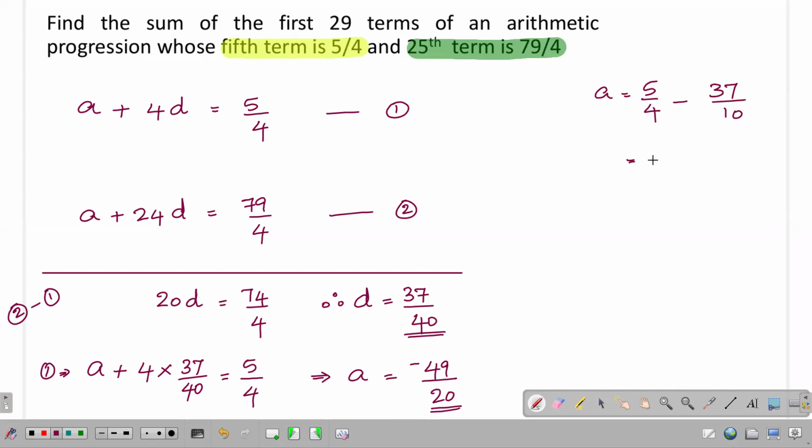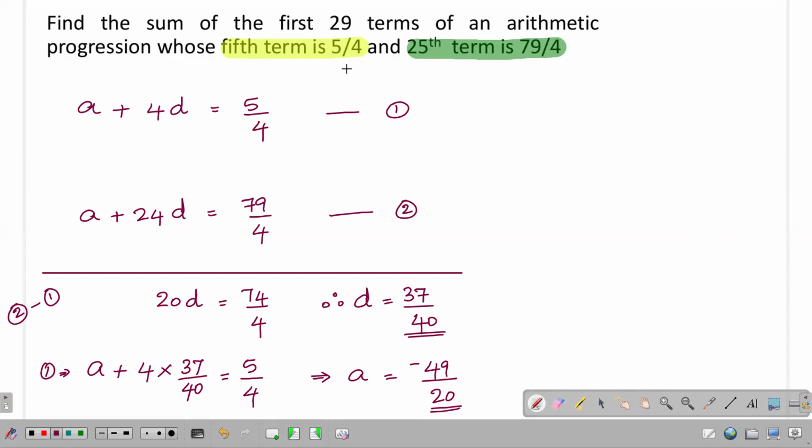For 4 and 10, 20 is the LCM. So taking the LCM as 20, it will now become 25 minus 37 into 2, which will be 74, right? 37 into 2 is 74. 25 minus 74 will come as minus 49. That is how this is coming as minus 49 upon 20. So I have done the calculation for you. I got the first term and I got the common difference as well.